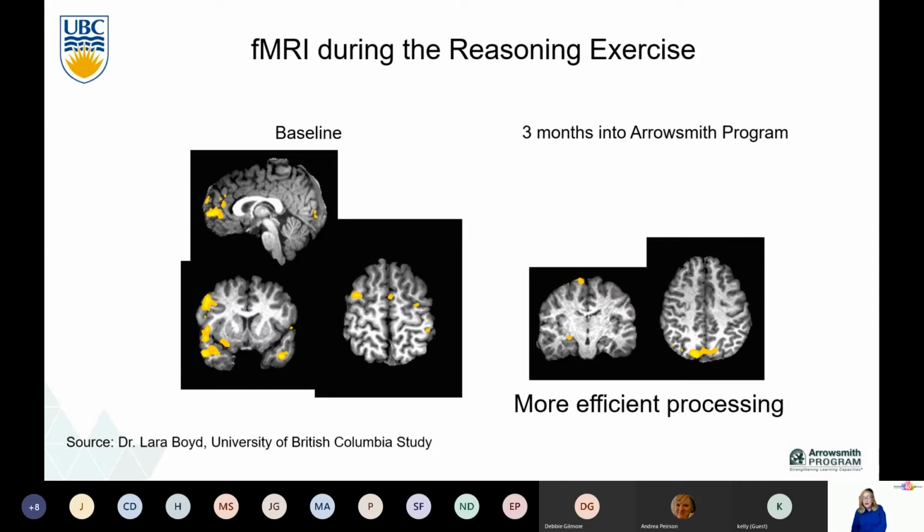the researchers saw more efficient processing, which is really critical. The idea in the brain is if you're doing a task, and they were doing the reasoning task, you don't want to have a lot of real estate, a lot of areas having to engage in solving that task. And you can see at baseline, there's a lot of yellow. So there are multiple areas that are having to try to figure out that reasoning task. 3 months into the program, much less real estate is taken up in the brain to be able to do the reasoning exercise and process the concepts.